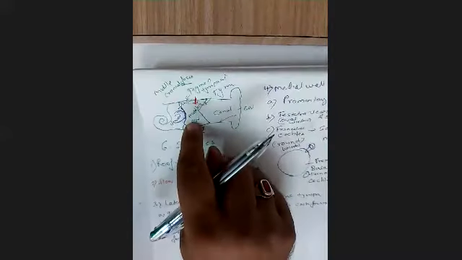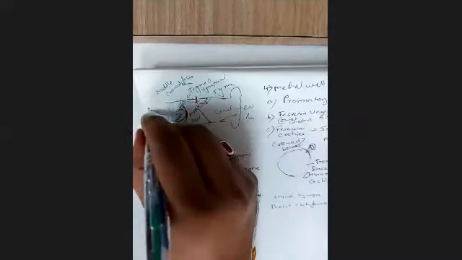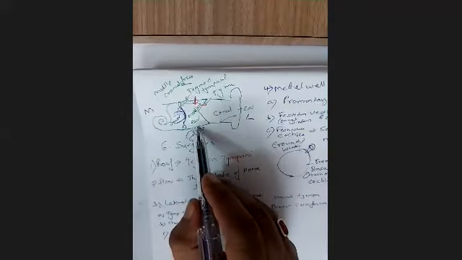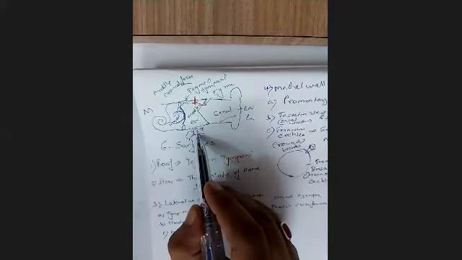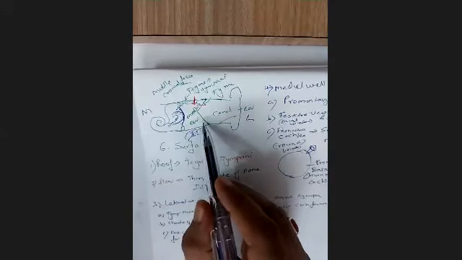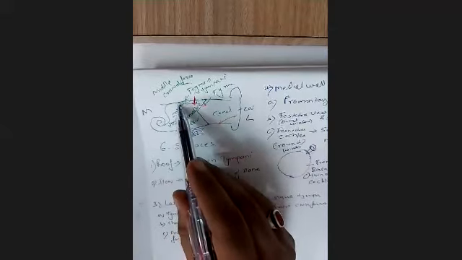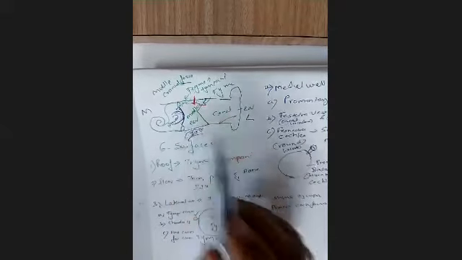Now, this diagram was very easy for us. This is the lateral side, this is the medial side. It was very easily explaining to us what is lying superiorly, tegmen tympani, inferiorly, thin plate of bone separating from internal jugular vein, laterally, tympanic membrane, medially, promontory, oval window, round window.